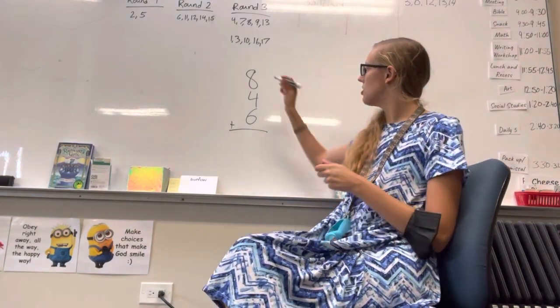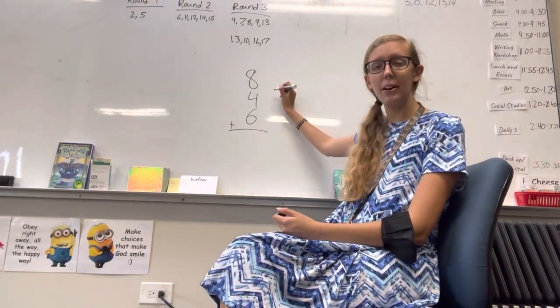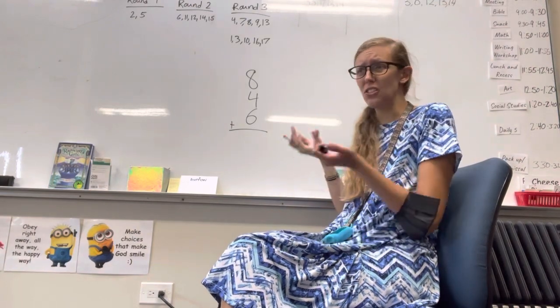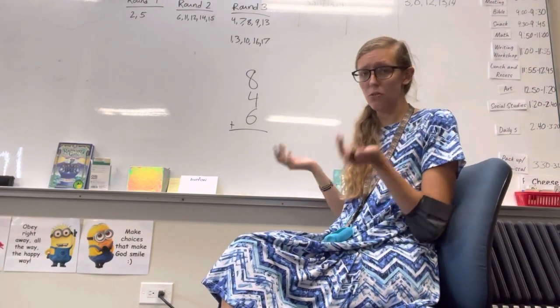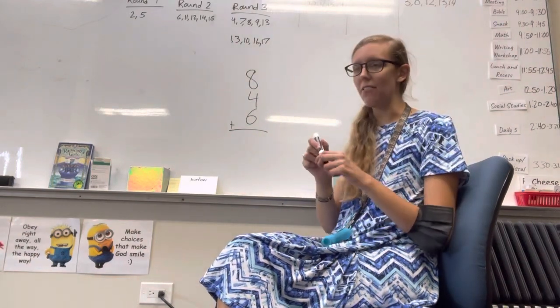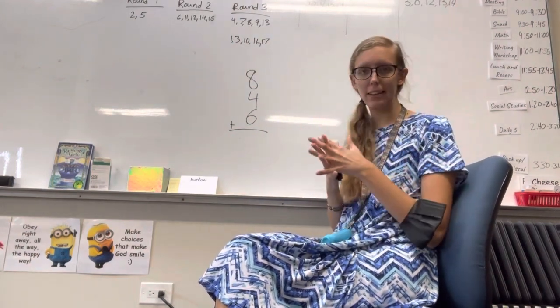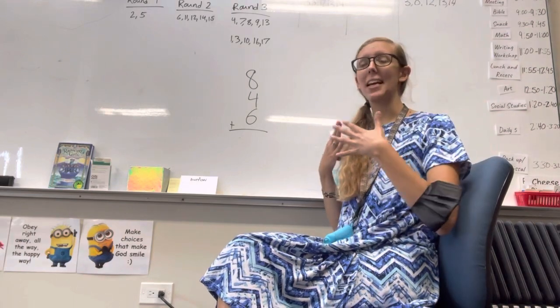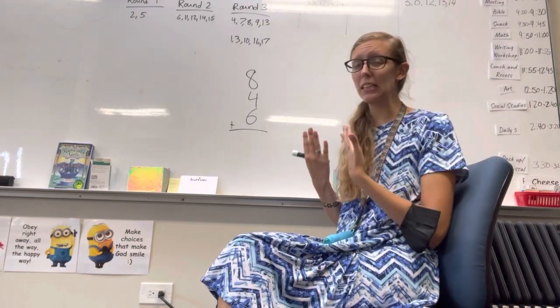The first thing we're going to do is draw our lines here, and we're going to add 2 of the addends, just as if we were adding 2 addends normally. And the first thing I like to do is look and see if I see any tens facts. If I see any numbers that make a 10, that makes my job really easy.